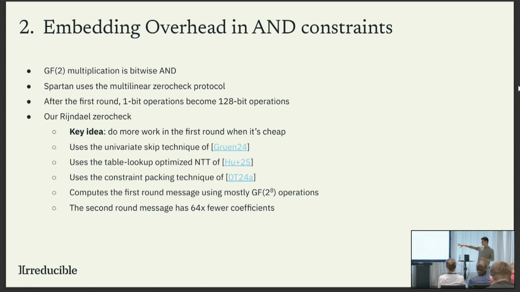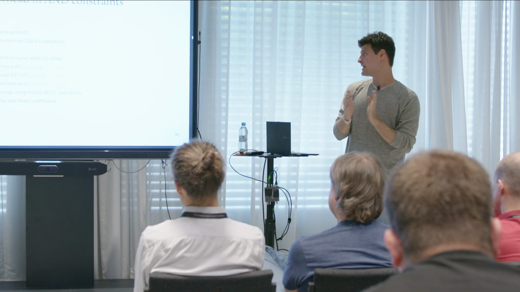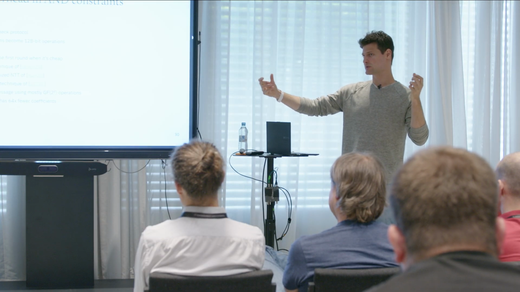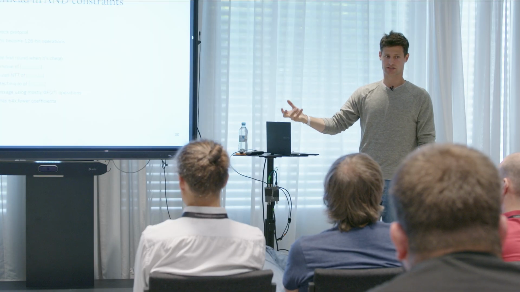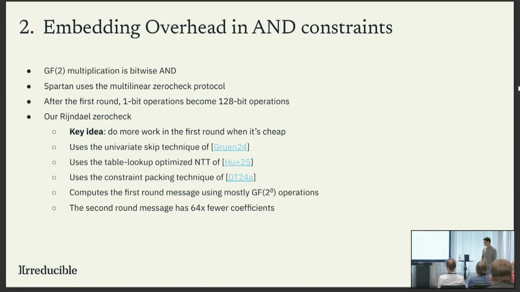We use this constraint packing idea, which lets us do a certain number of rounds with small, efficient, deterministic challenges, which are basis elements of our extension field. And what this basically lets us do is we're going to do a lot of work in the first round. It's going to reduce the amount of work that we need to do in the second round by 64x. And most of the operations we do in the first round are over GF(2^8), which has special hardware acceleration instructions on modern processors.